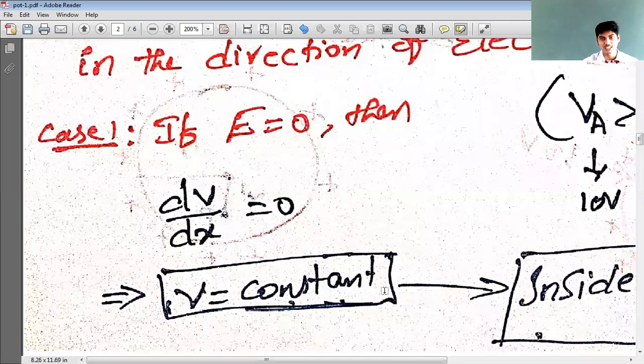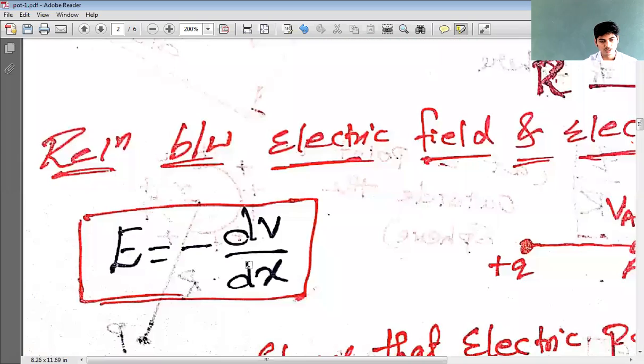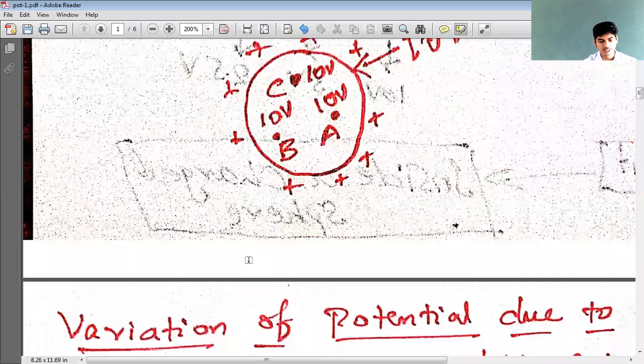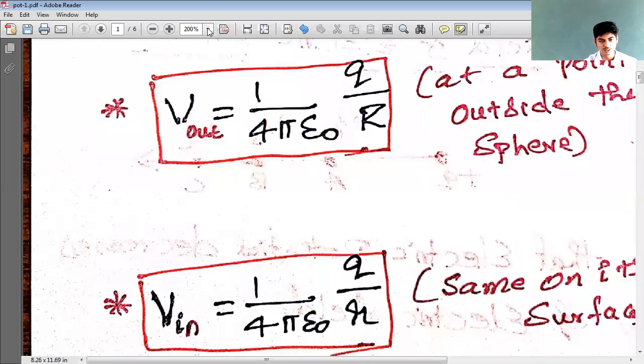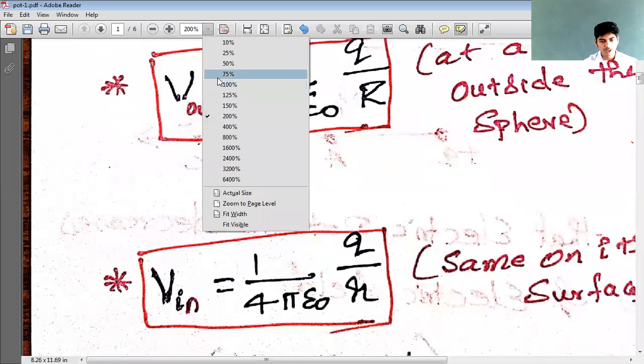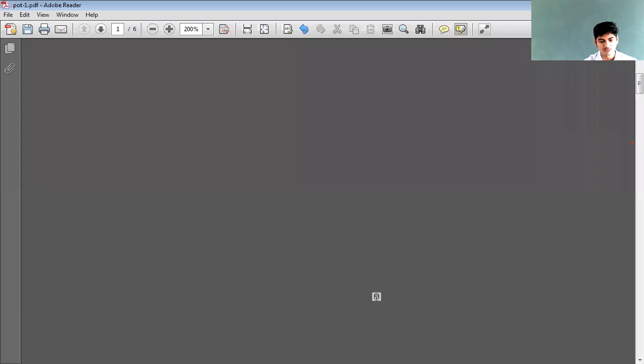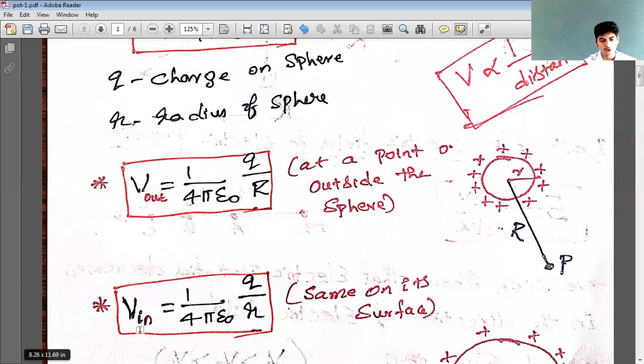Potential at a point inside the spherical shell is the same as that on its surface. Surface ಮೇಲೆ ಎಷ್ಟು potential ಇತ್ತು, at a point inside the spherical shell the potential will remain the same. Is this idea clear? Potential due to a spherical shell. Is this clear?